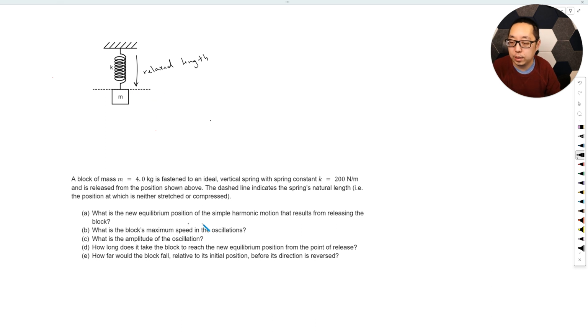So this is going to be, what is the new equilibrium position of the simple harmonic motion that results from releasing the block? Okay, the equilibrium position is when the net force is 0. So we're going to draw the free body diagram, right? The equilibrium position occurs when gravity and the spring force are balanced, all right? Net force is 0. So in this case, the a is 0, and so the mg is equal to kx, and we want to figure out how much we've stretched.